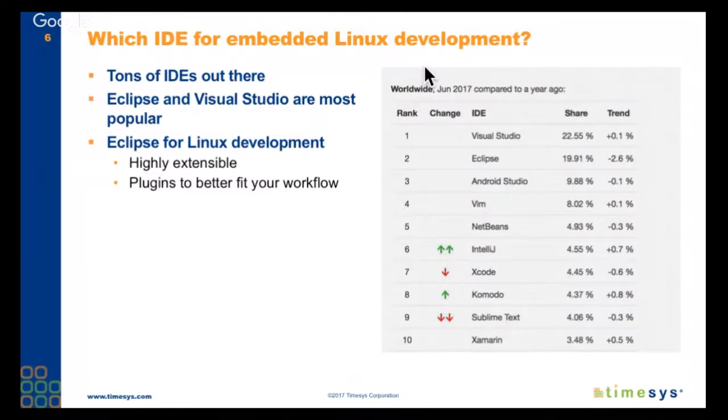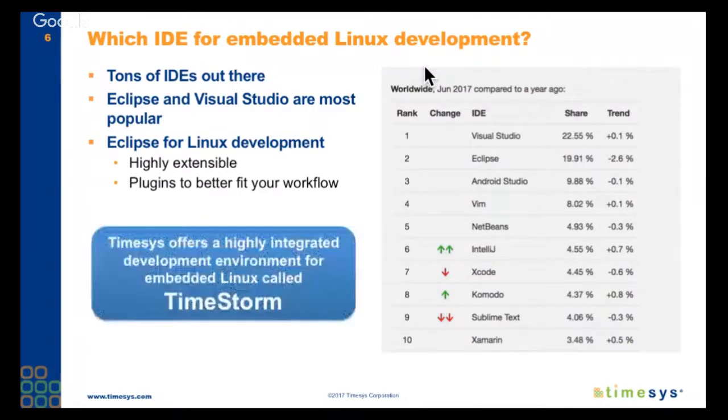You can leverage what the Eclipse project provides, the baseline, the editor. There's also a set of plugins which are open sourced for C development, the CDT plugin. And on top of that, companies such as Timesys can add additional features. And we at Timesys have focused our Eclipse-based IDE called TimeStorm. We have focused it on development for embedded Linux.